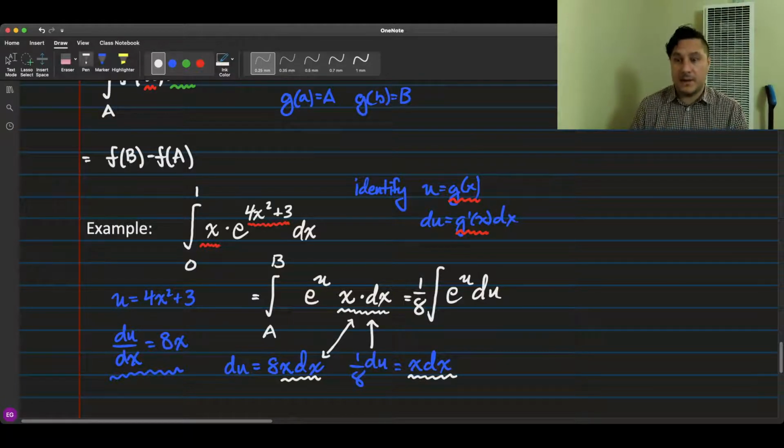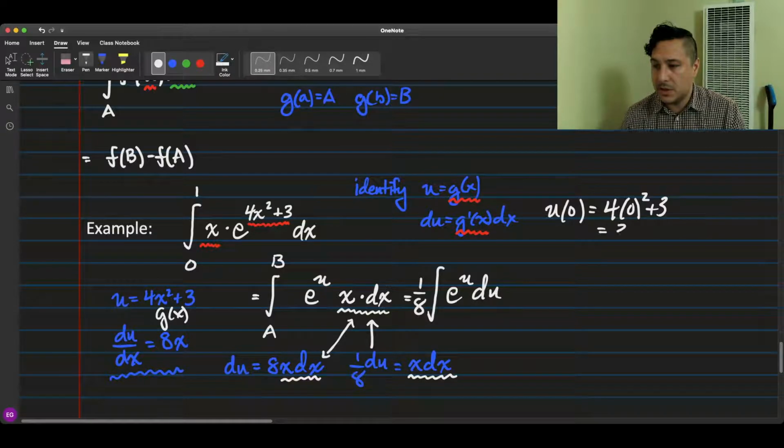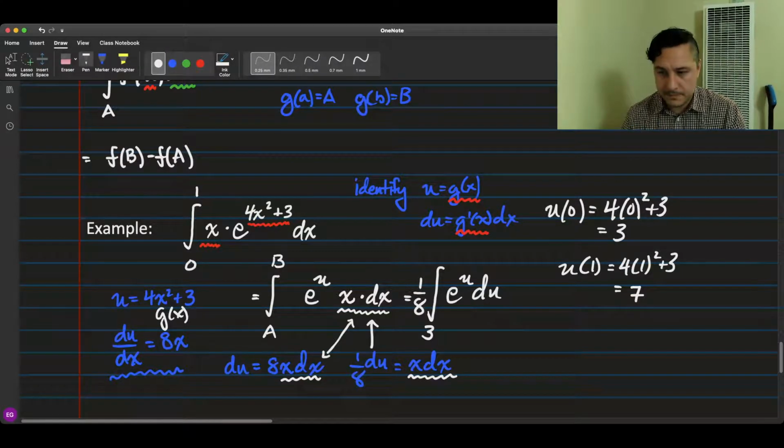Okay, now we need to change the bounds. So we need to plug 0 and 1 into my g of x, which is this. So if you plug 0 into that, you get 4 times 0 squared plus 3, which is just 3. So this number down here is 3. If you plug 1 into it, you get 4 times 1 squared plus 3, which is 7. Okay, cool.